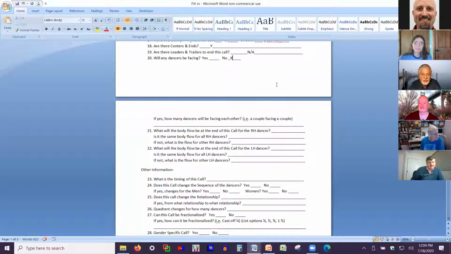A right and left through can be done from an ocean wave. It can be done from facing couples. Again, that's one of those, depends on the next call. And this is the beauty of this analysis sheet: the answers don't necessarily have to be black and white. You have to think about it and understand the call when you're filling this in and using it for yourself. And this is making you think.